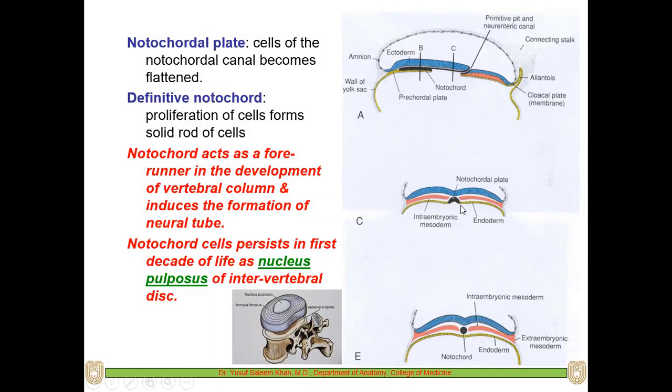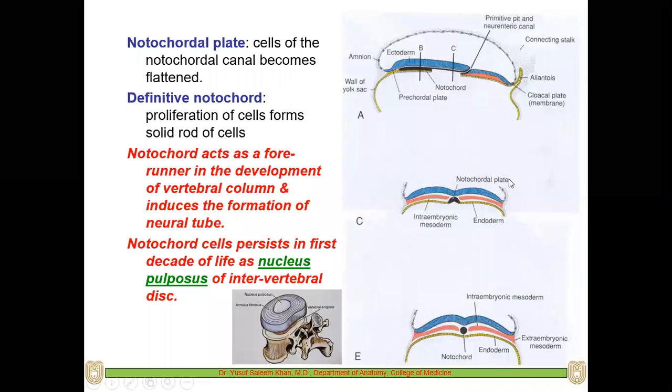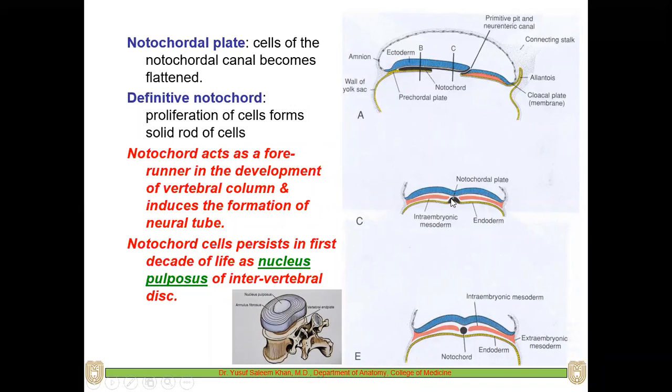Later, again it closes. Initially there is formation of the notochordal plate. Now later this will close and form the notochord. If you see here, this is the notochordal plate. Cells of the notochordal canal become flattened, so the cells here become flattened and form a plate. Then there is formation of the definitive notochord. Proliferation of cells forms a solid rod of cells. Now this communication closes, and the notochordal plate becomes a solid cord-like structure. This is called the notochord.